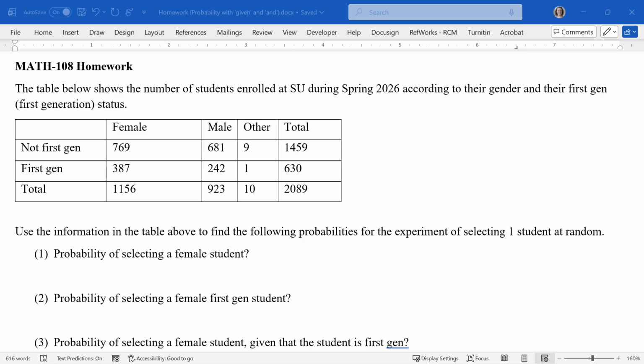Hello everyone. In this video, I'm going to go over some homework questions about probability of events that use the words given and. So here is our first section.